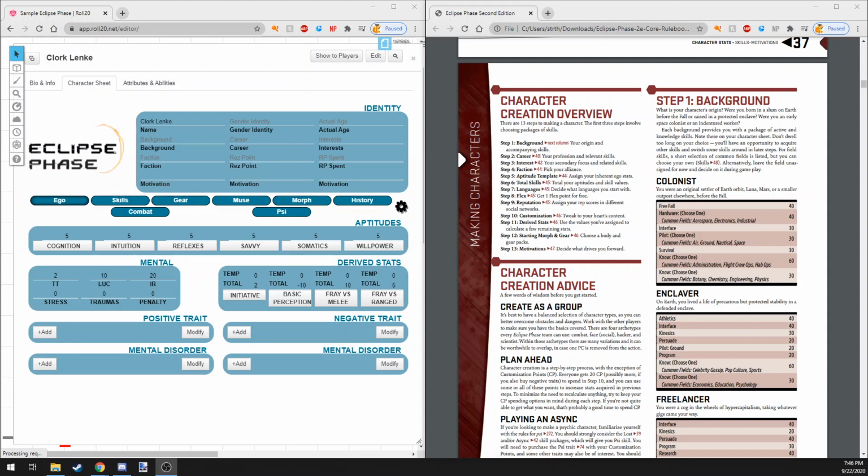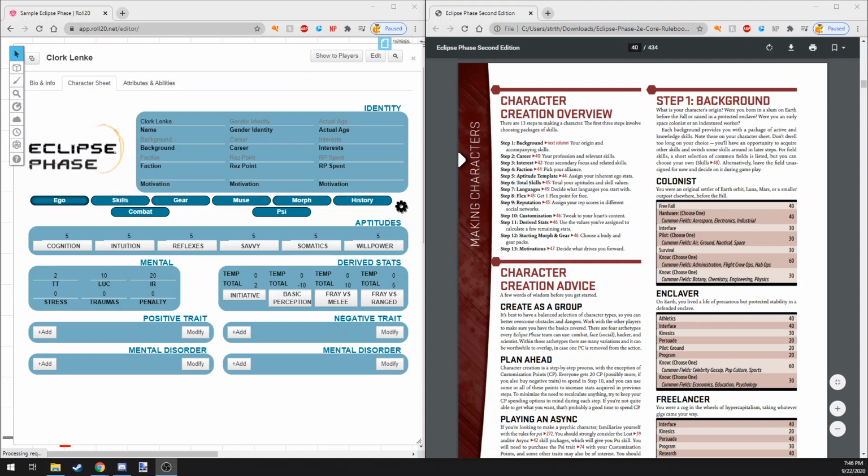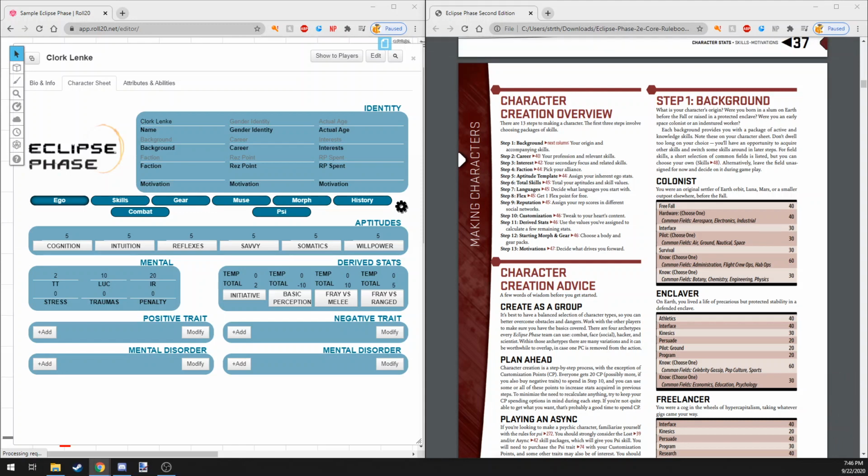Hi, this is just a quick video covering how the Eclipse Phase second edition character creation works. So I'm just going to make a quick character. The first thing that you do is you basically come up with a character premise. I'm going to make a character who's sort of like an assassin, and I'm going to kind of just work from there.